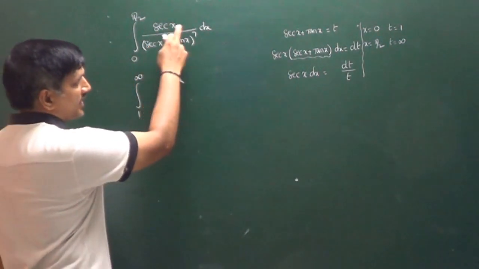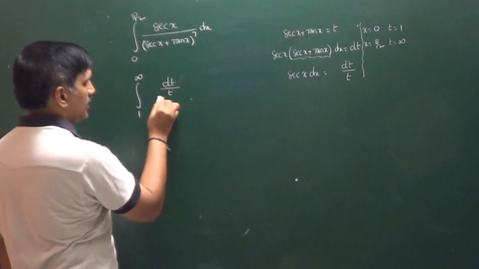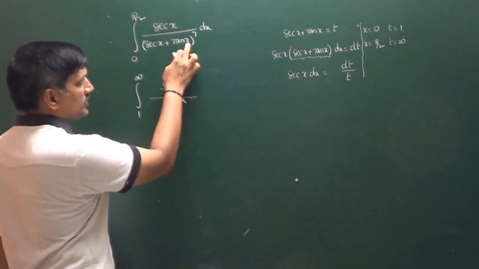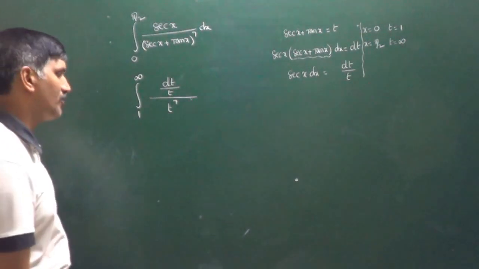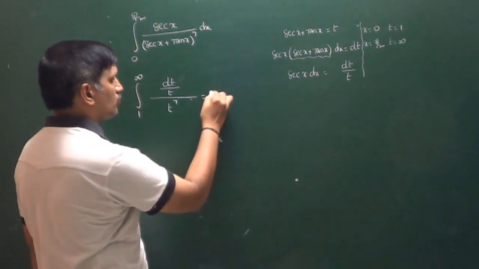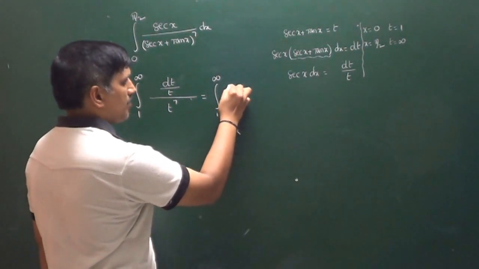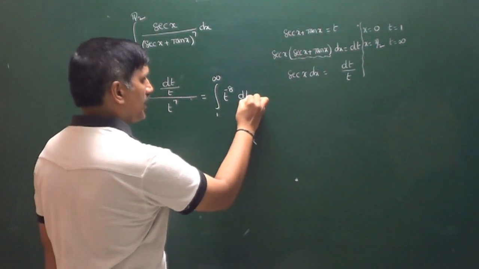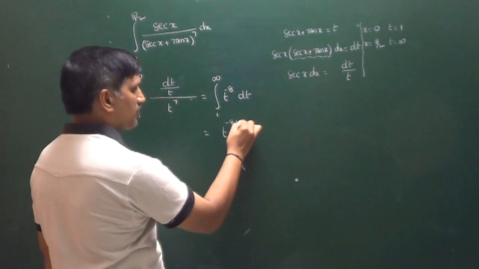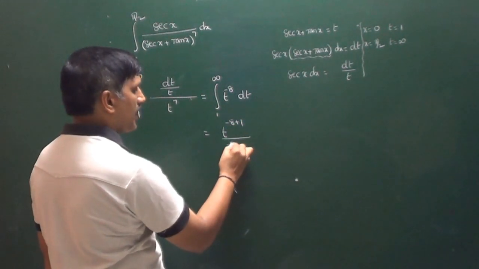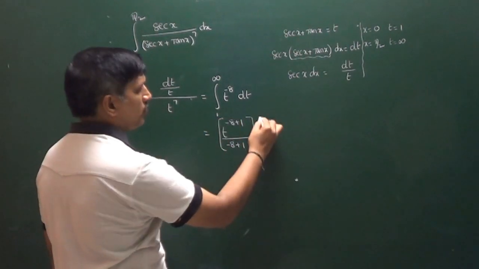In place of secant x into dx we can write dt by t divided by secant x plus tan x whole to the power of 7, that is, t to the power of 7. Now the problem is almost over. That is equal to integral from 1 to infinity of t power minus 8 dt. That integration, you know, is t power minus 8 plus 1 divided by minus 8 plus 1. Limits are from 1 to infinity.